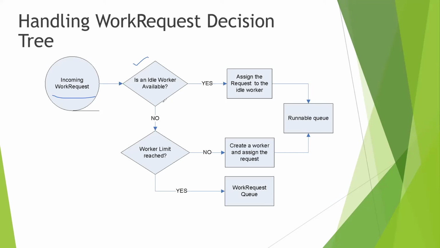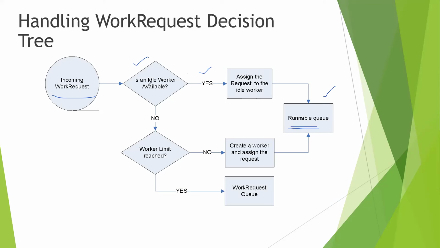An idle worker is nothing but a thread that has completed its execution and goes back to the queue, so that is considered idle. The thread is not waiting for anything and is not executing. It is waiting for a task to be assigned. So if the thread is available, the request is assigned to the idle worker and placed into the runnable queue. Queries will not go ahead and execute on the CPU directly; they will always go to the runnable queue first.